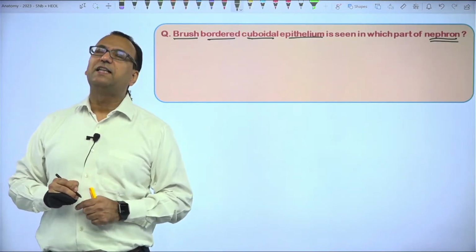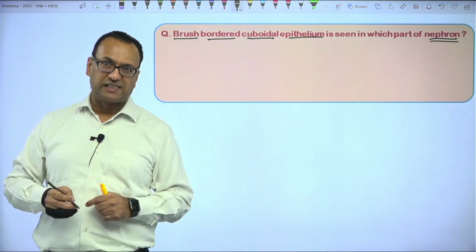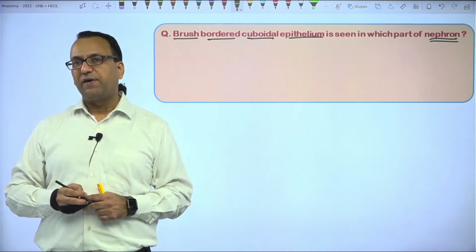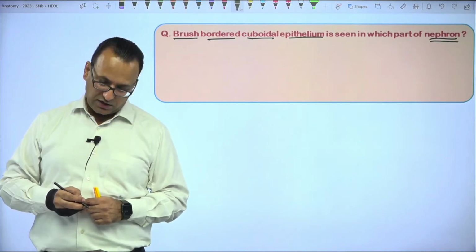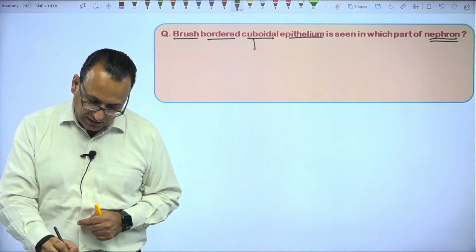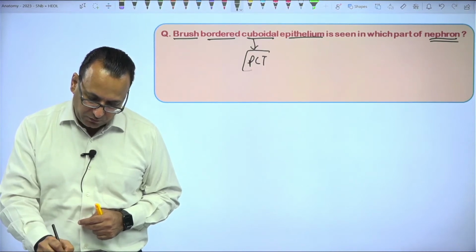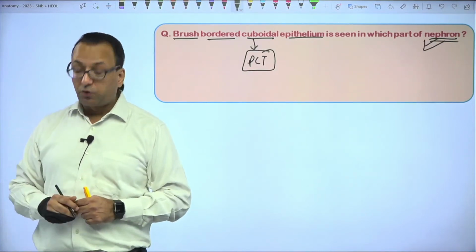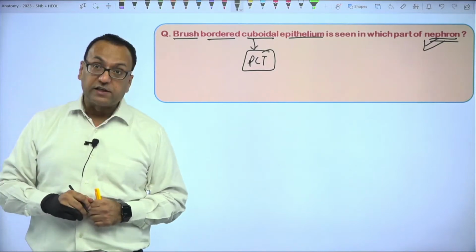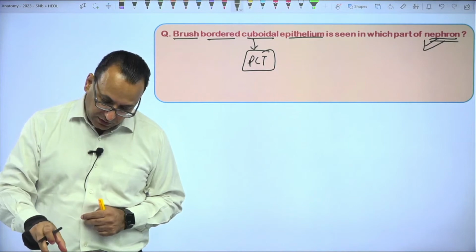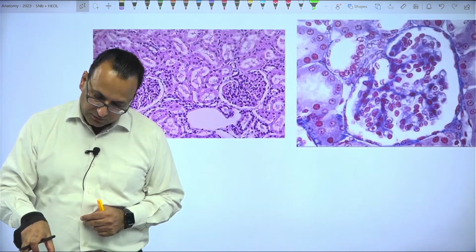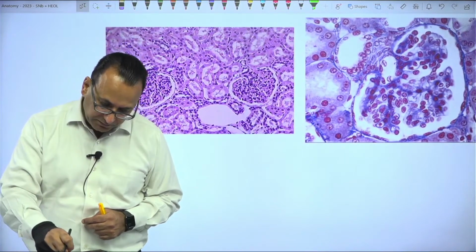But the problem is that the examiners these days give you histological slides and you should be able to identify the PCT. How do you identify PCT in the slide? Yes, your answer is brush bordered cuboidal epithelium is seen in proximal convoluted tubule, which is a part of the nephron. But how to identify that? Yes, it increases the surface area, that is correct. So, as you see, this is one slide which you should be able to identify.